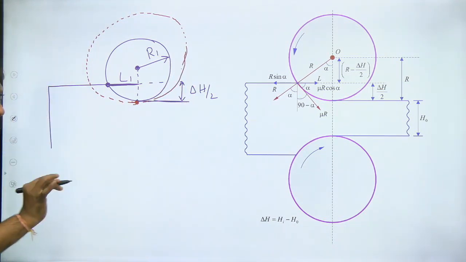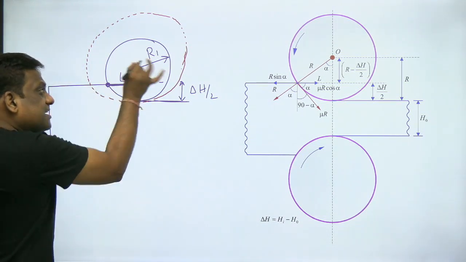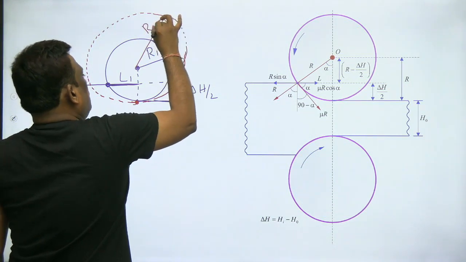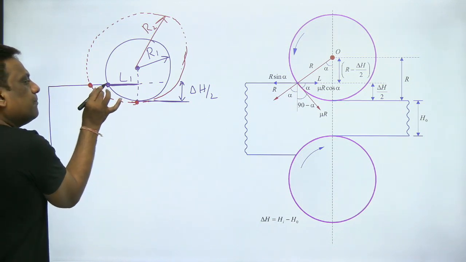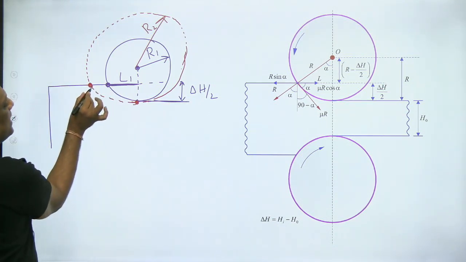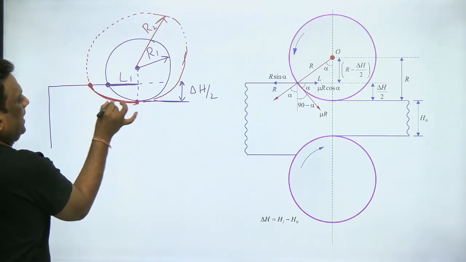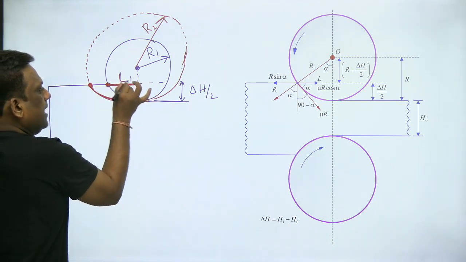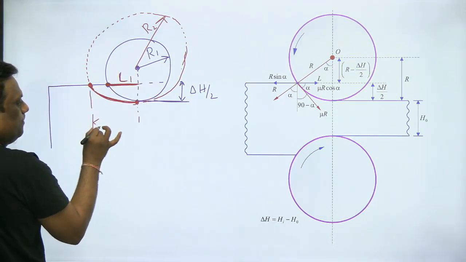But please note clearly, for a given thickness, I mean in the first case the radius is R1 and in the second case it is R2. So please observe here, I am reducing the thickness from this height to this height. In the second case also, if you see the contact, this is the contact, this is the contact. So in the first case this is my L1, and in the second case this is my L2.